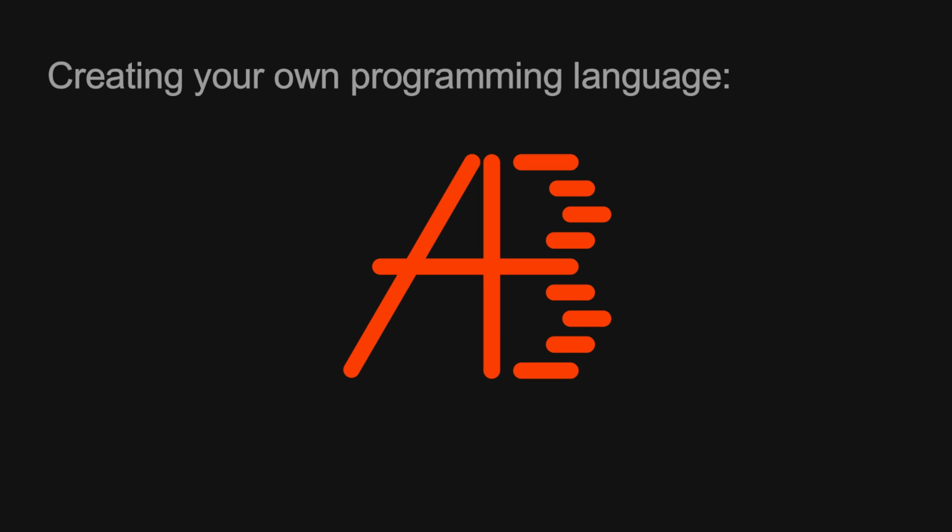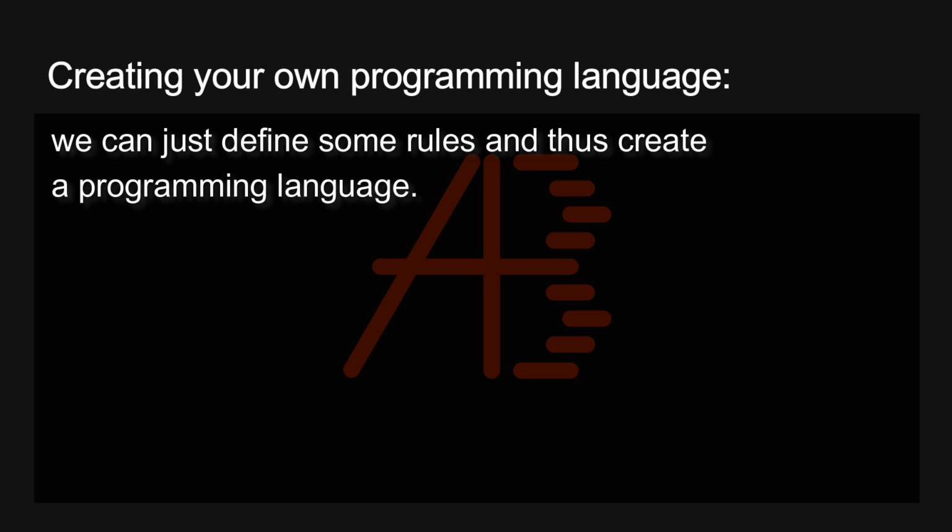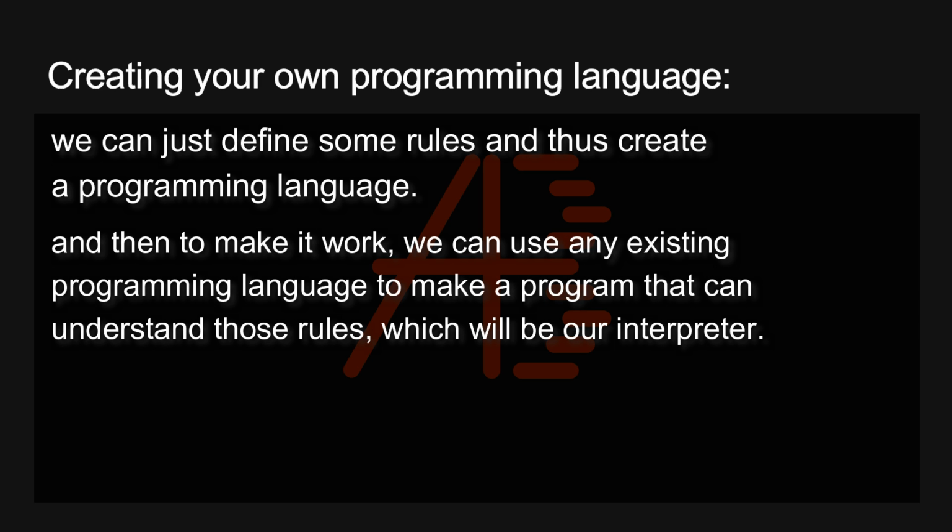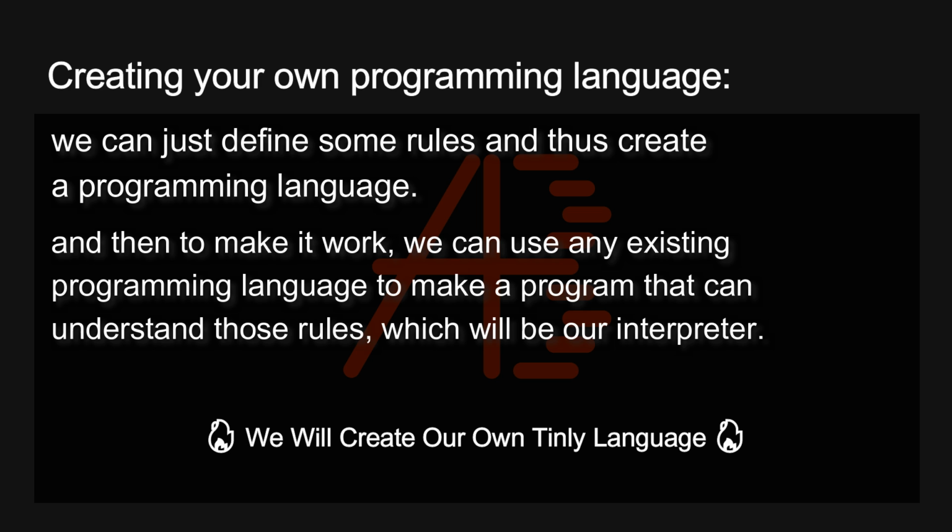Okay, have you ever wondered how you could create your own programming language? Well, we can just define some rules and thus create a programming language. And then to make it work, we can use any existing programming language to make a program that understands those rules, which will be our interpreter. And in this video, I'll show you exactly how to do that.